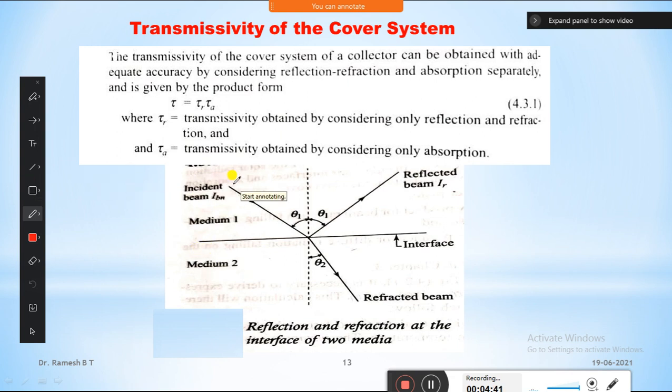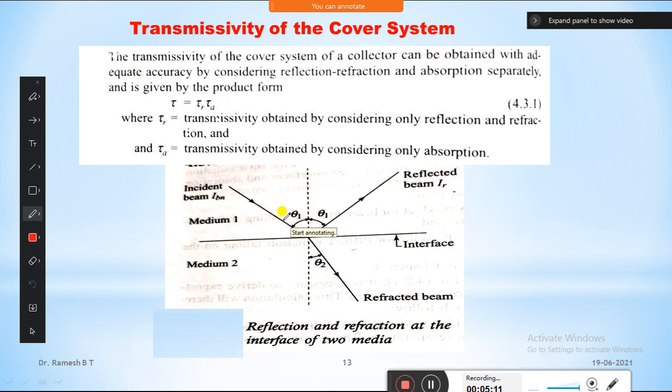Here I consider the incident beam. First we consider only beam radiation, and next we will consider diffuse radiation. Beam radiation is direct radiation, but diffuse radiation is reflected or scattered radiation, which is very complicated. Only beam radiation, the direct radiation, is very easy to analyze.